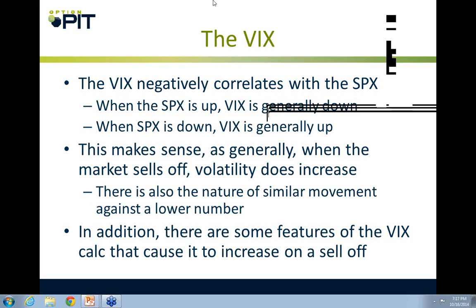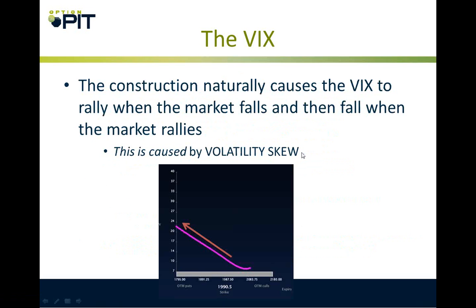Now, in addition, there are a couple of other important features of how the VIX is calculated that cause it to increase in a sell-off. This is something you need to understand, because one of the ways I use the VIX is as an indicator. I do a lot of analysis of VIX to SPX. The construction of the VIX naturally causes the VIX to rally when the market falls and fall when the market rallies. It's caused by volatility skew.